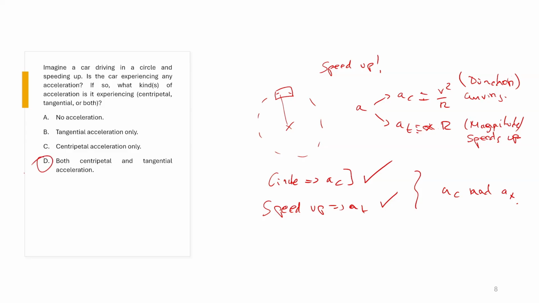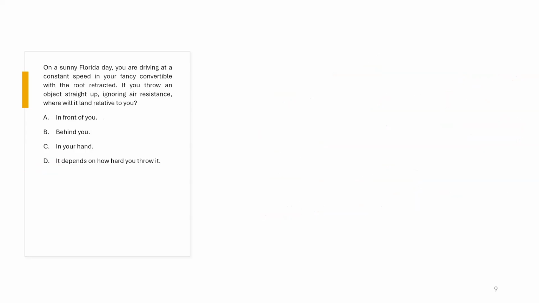Option D. On a sunny Florida day, you're driving at a constant speed in your fancy convertible with the roof retracted. If you throw an object straight up, ignoring any resistance, where does it land? So you're here, and then you just throw an object. And then a lot of time later, there is your fancy convertible, as you can see, very fancy indeed, and the object falls.